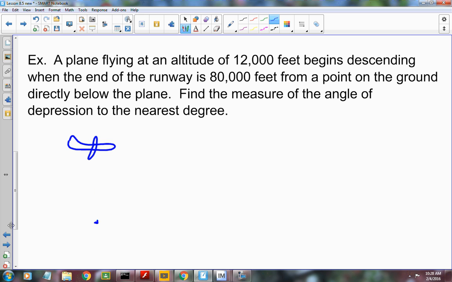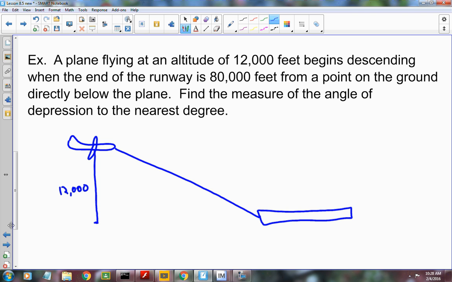That means if this right here is the ground, the altitude is how high up it is, okay? Now it says it's going to descend when the end of the runway is 80,000 feet. So it's going to begin a descent, and then here is the runway, okay? It says when the end of the runway is 80,000 feet from the point on the ground directly below the plane. So this right here, that's the ground distance, okay? That's 80,000 feet. So it's going to begin its descent when it is 80,000 feet on the ground away from the runway, okay? It wants to find the angle of depression.